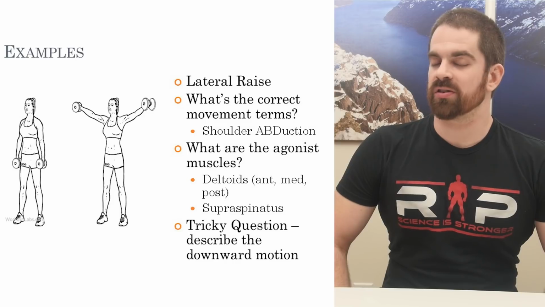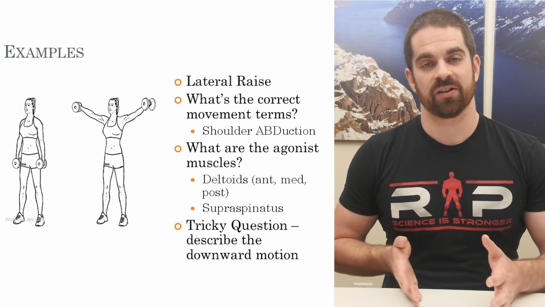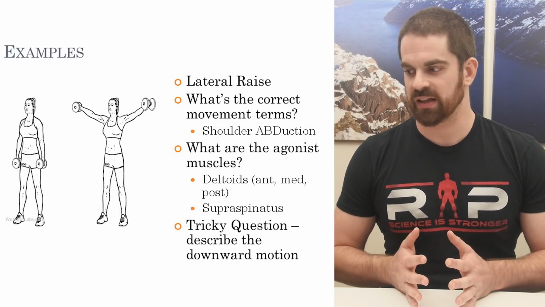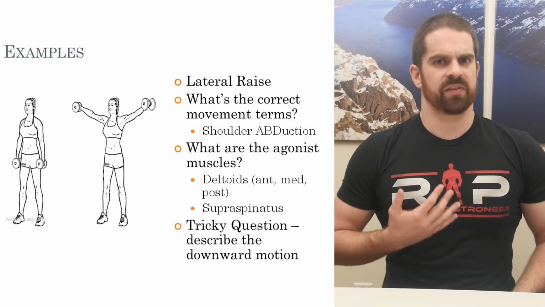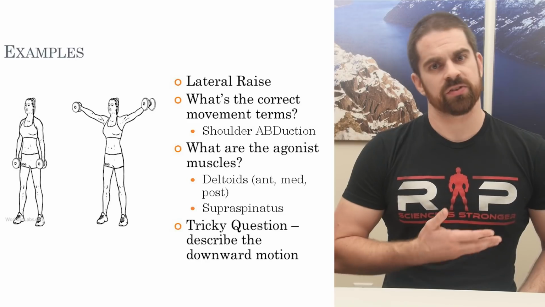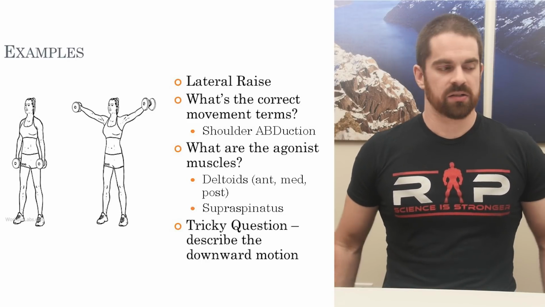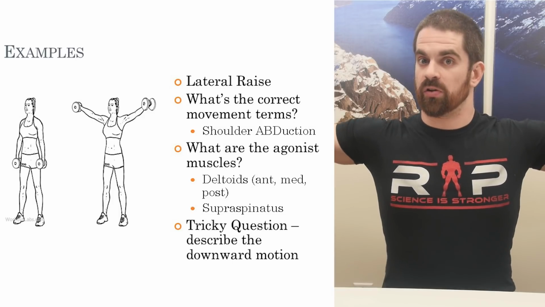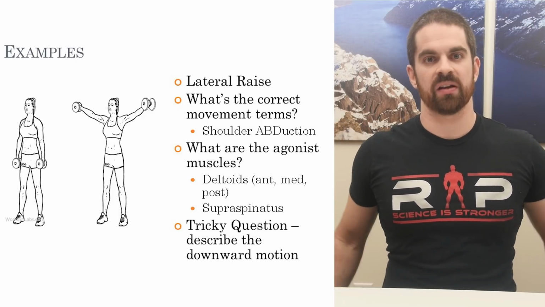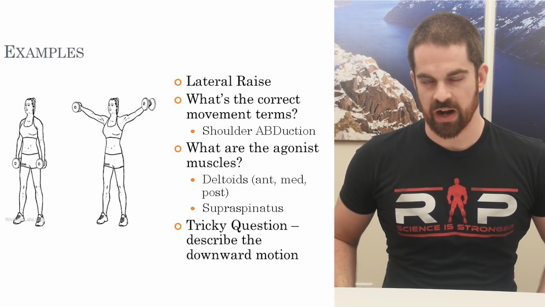So we want to make sure we're also thinking about vector analysis, gravity control, all of those things like that. So in the lateral raise, our prime movers are generally the medial deltoids and a little bit of assistance from the other deltoids as well as the supraspinatus. And on the way down, even though we're doing adduction, we're coming back, those same muscles are still controlling the movement with an eccentric muscle contraction.